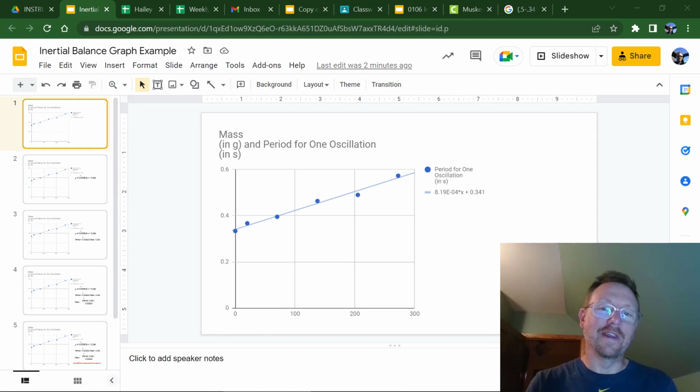Hi, everybody. I'm going to go over the analysis questions for 0106 with you guys, if I could, and also give you the unknown period that you're going to need to be able to answer any last questions that you might have on that document. To do that, though, I wanted to give you an example.